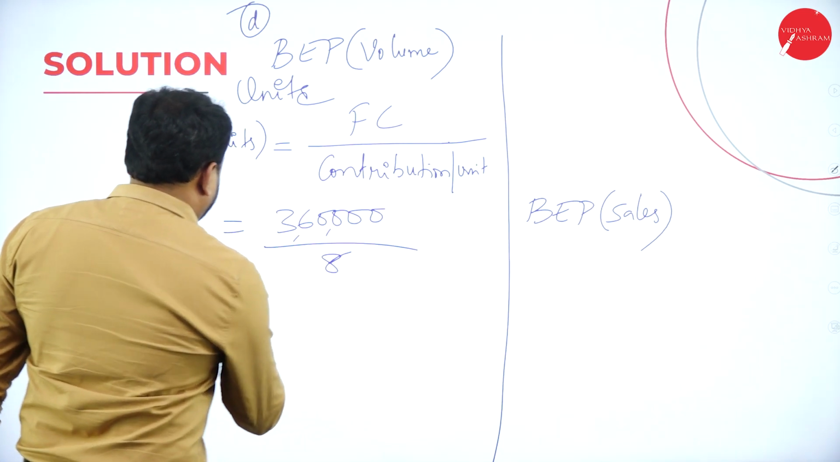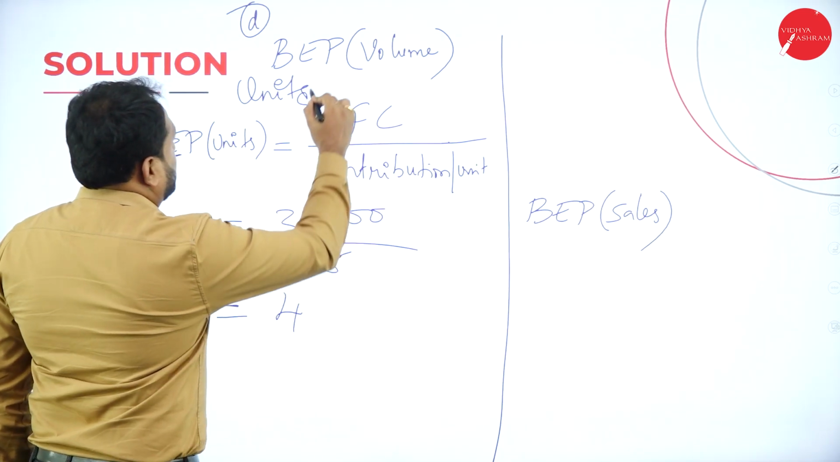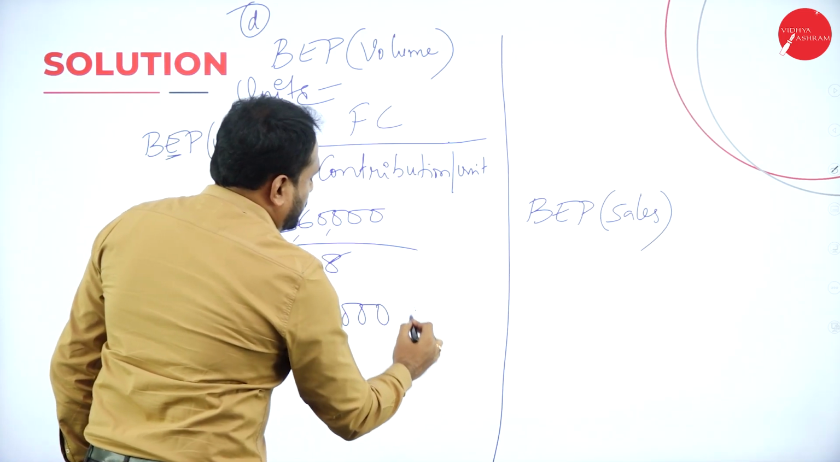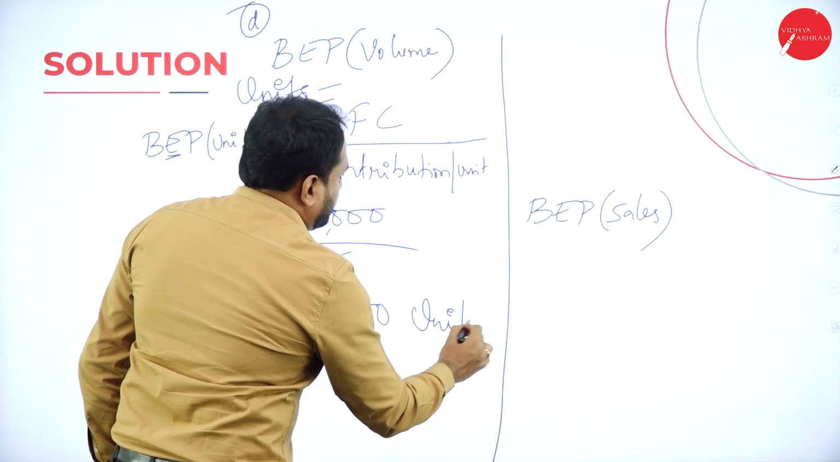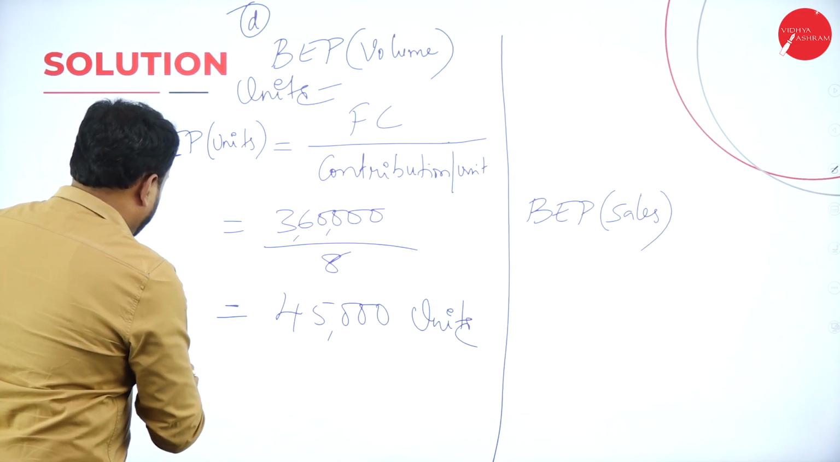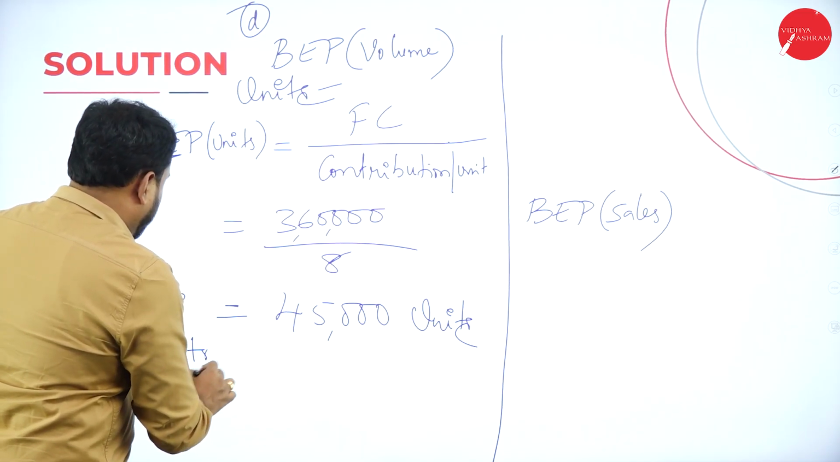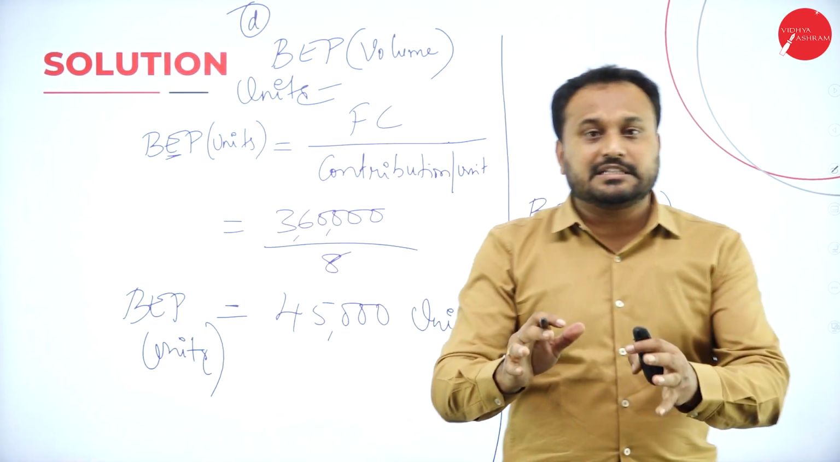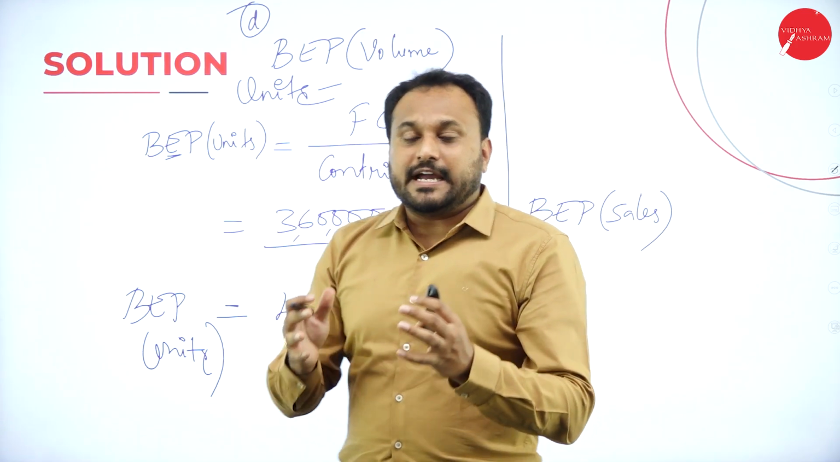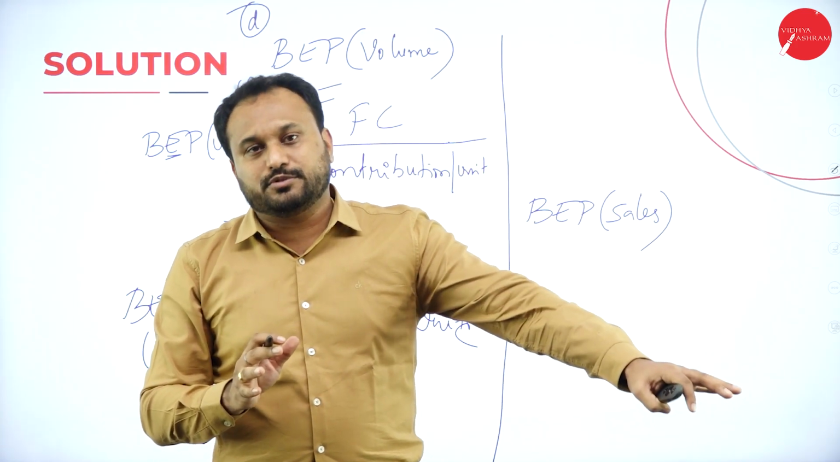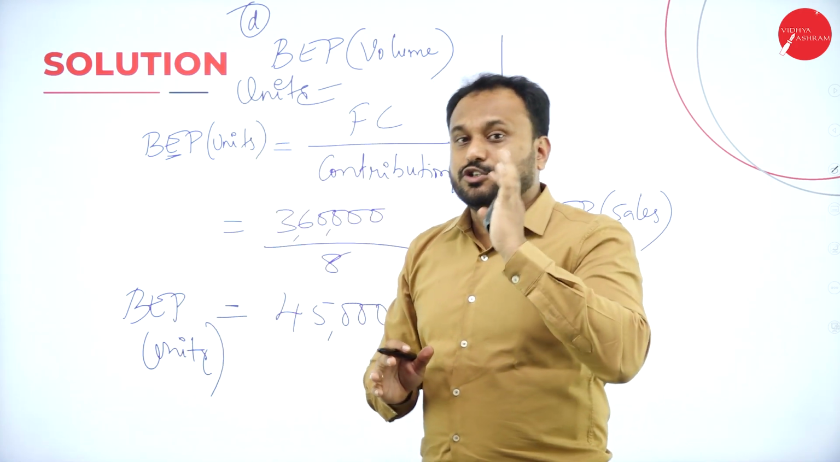Now will you write rupees or units? It is units. So 45,000 units. This is my BEP in units. That means if I sell 45,000 units, only then will my business be neither in a loss position nor in a profit position. So, 45,000 units.